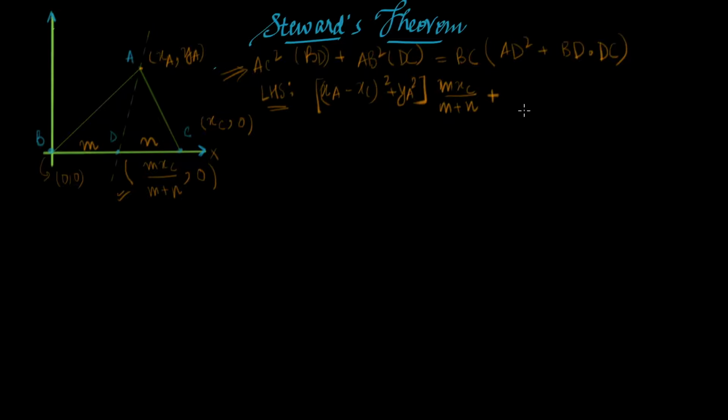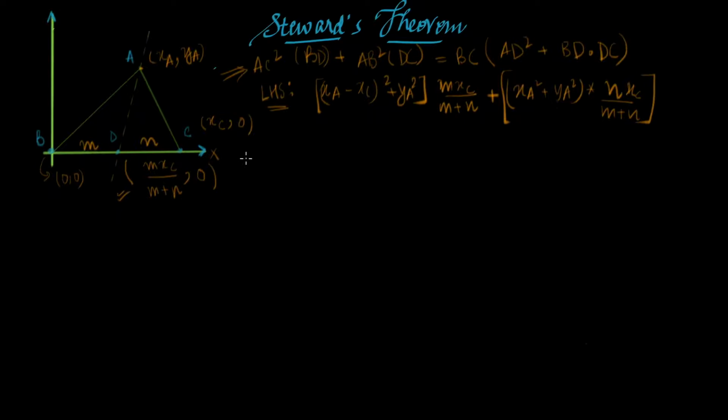So AB square is this segment's square, and that is just x sub A square plus y sub A square, because B is 0, 0, and we multiply this by the term DC. Well, DC is x sub C minus this term, and if you work the maths out, that just becomes n times x sub C divided by m plus n, and that is our left-hand side of the equation.